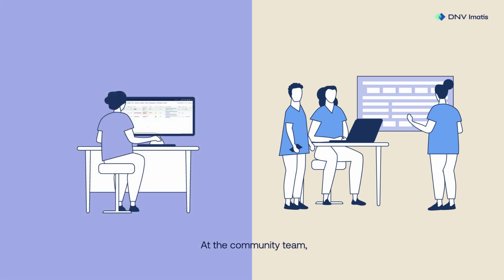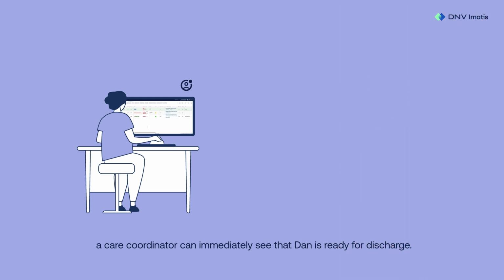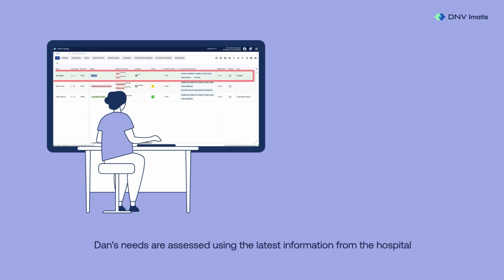At the community team, a care coordinator can immediately see that Dan is ready for discharge. It has not yet been decided whether he will return home or require a short-term care placement. Dan's needs are assessed using the latest information from the hospital together with current service availability across the community.